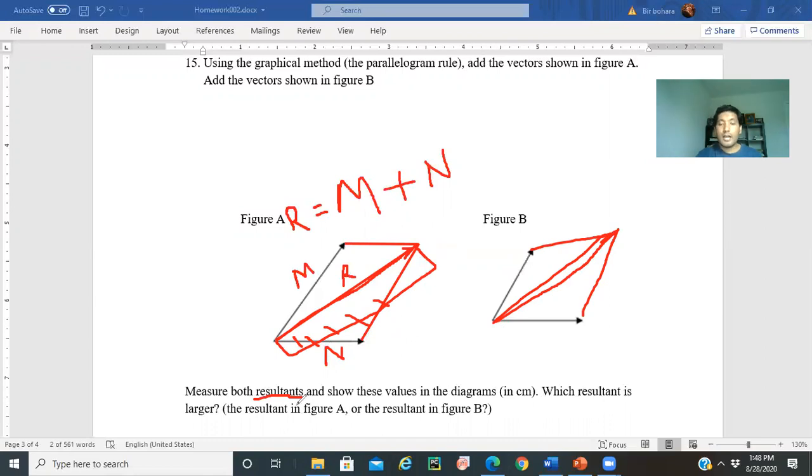Which resultant is larger? This one is larger or this one is larger? You will see once you measure it, then it is quite simple, right? After drawing, you can easily measure by using a ruler. Okay, the resultant in figure A or the resultant in figure B, which one is larger? Then write down, if the resultant in A is greater, write down the resultant in figure A is greater than the resultant in figure B. I hope you get this question.